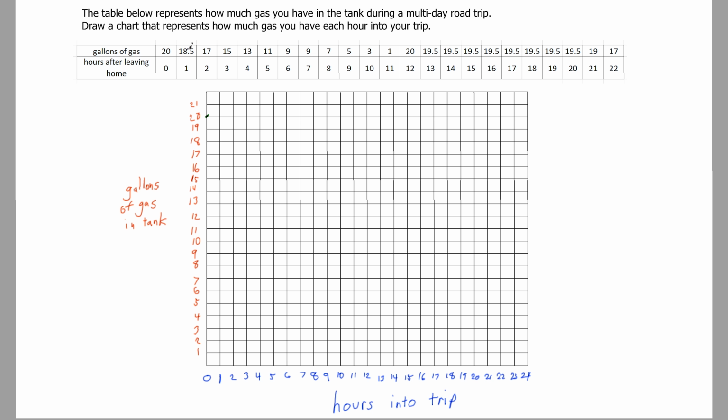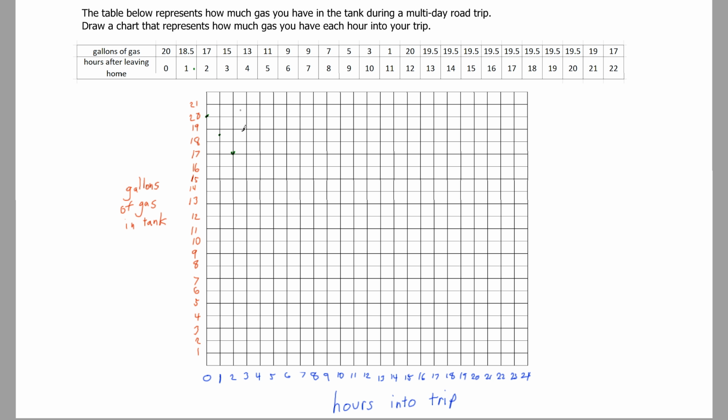The next hour, we have 18.5 gallons of gas. So we go 1 hour over, we find 1, go up, and we have 18.5. So there's no line here, but between 18 and 19 is 18 and a half. So we put a dot there. Next hour, 17 gallons of gas.